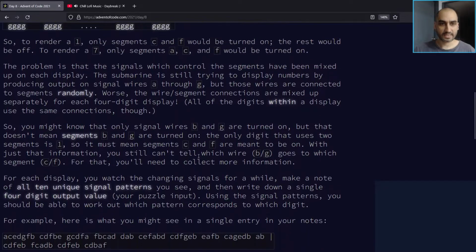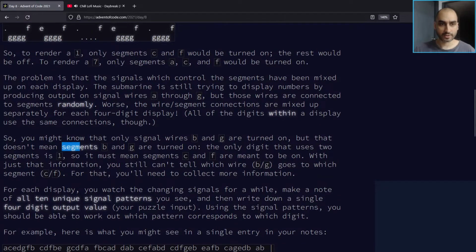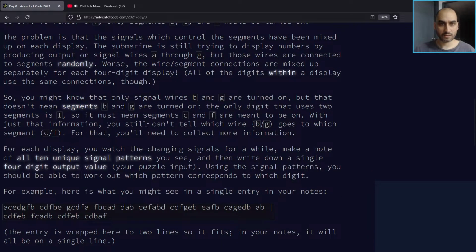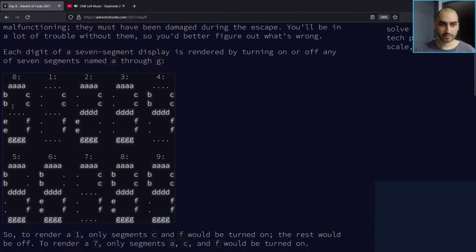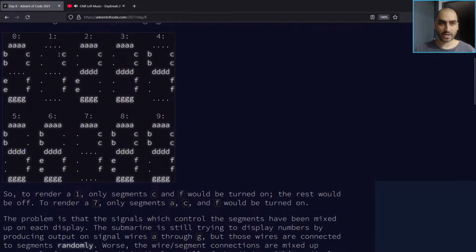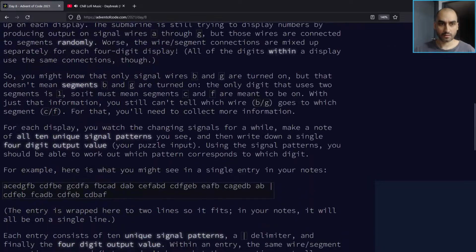But what is it we actually see? We just see the segments, right? We don't see what the wires carry. So if we see 2 segments light up, we know a 1 was pressed. But they're wired to the wrong segments. Okay.